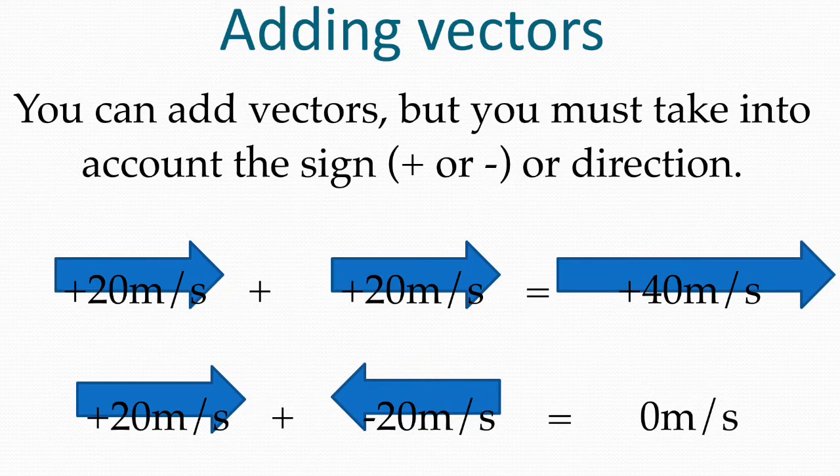When we're adding vectors, we need to take into account their direction as well as their magnitude. So if both vectors are working in the same direction, so here we have 2 velocities of 20 meters per second, if they're in the same direction, they add together to make a velocity of 40 meters per second.